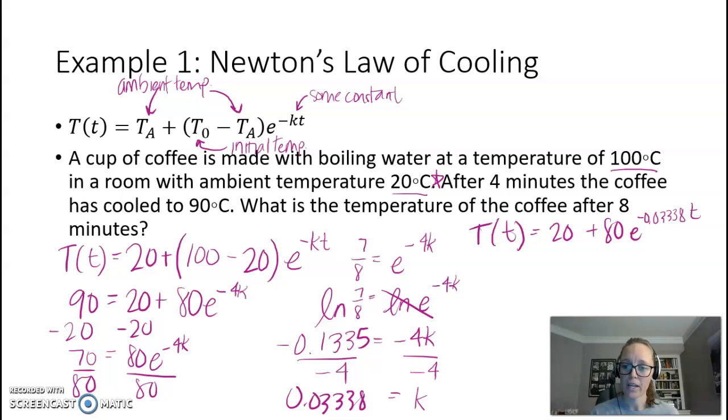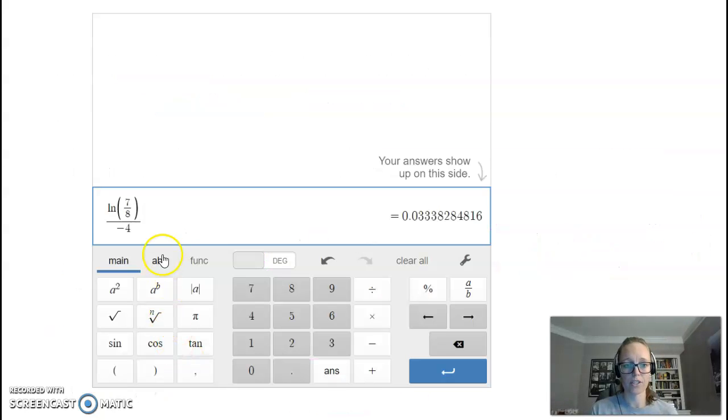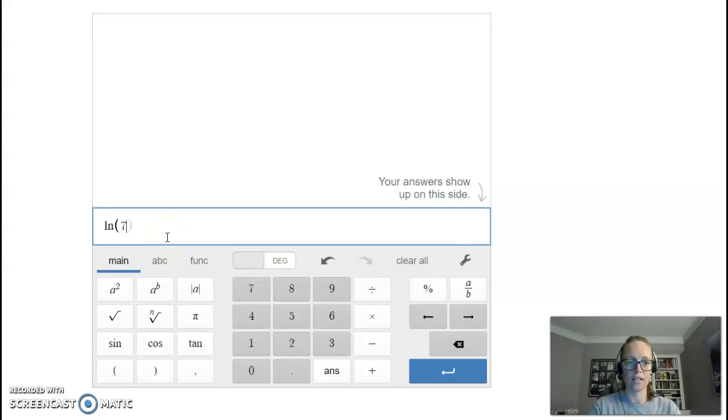Okay, at this point I can now answer the question, what is the temperature after 8 minutes, by simply plugging in 8 for t. So T of 8 is going to be equal to 20 plus 80e to the negative 0.03338 times 8. And now I can go back over to my calculator and enter this just like I see it to get an answer.